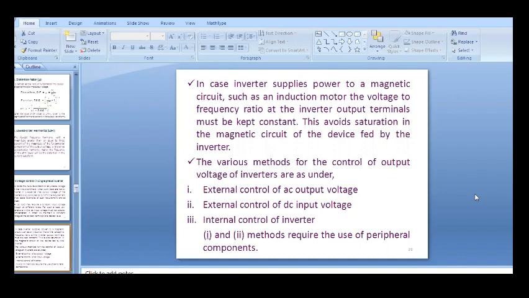There are various methods for controlling the output voltage of the inverter: external control of AC output voltage, external control of DC input voltage, and internal control of the inverter. Basically, the external voltage control of the output and external control of DC input voltage methods require the use of peripheral components.